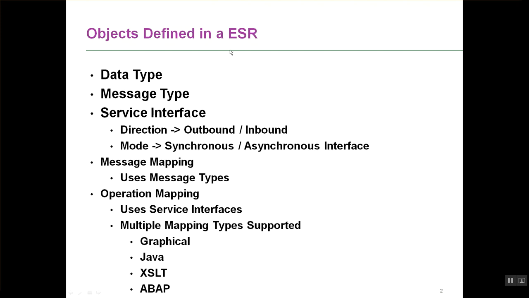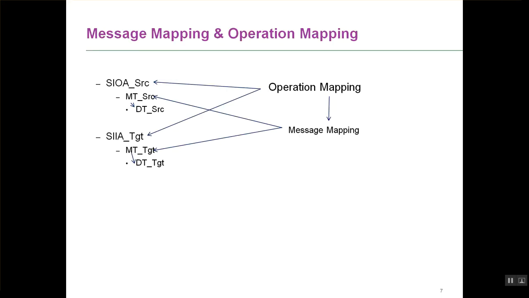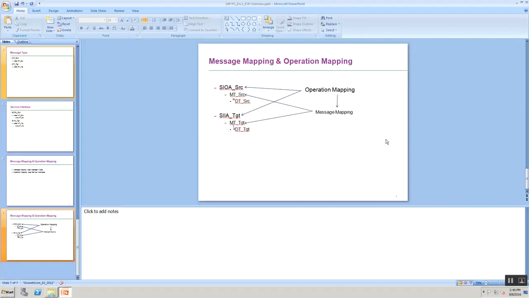You'll define two data types, two message types, and two service interfaces. You will define one message mapping and one operation mapping, and with that, your enterprise service repository development will be completed for the file-to-file interfaces. Okay, so let's start our development.